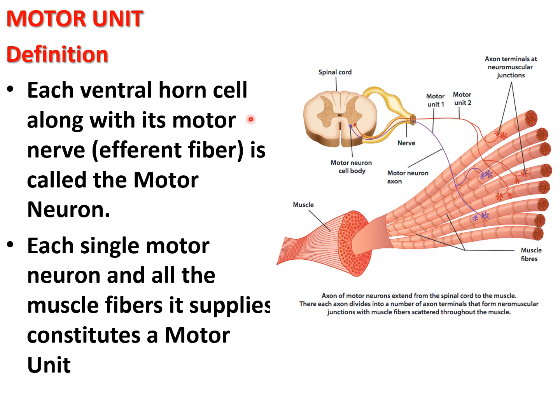Each ventral horn cell along with its motor nerve or efferent fiber is known as motor neuron. And each single motor neuron and all the muscle fibers it supplies constitute a motor unit. So, this is a motor neuron and it supplies muscle fibers, and this is a motor neuron cell body. It arises from the ventral horn cell of the spinal cord.